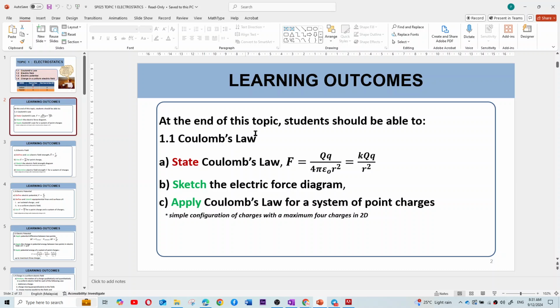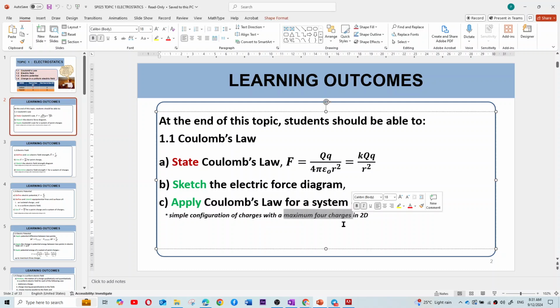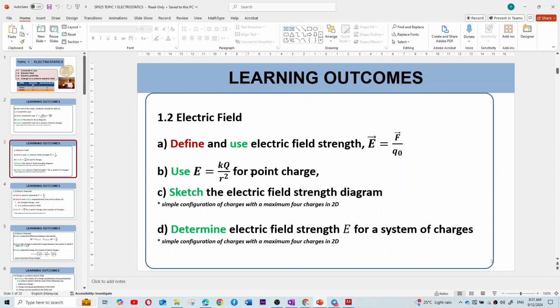These are the things you must achieve. You must know how to state Coulomb's law, which is kQq over r squared. Sketch the electric force diagram, and then apply Coulomb's law for a system of charges. You need to do calculations for this, with a maximum of only 4 charges. So that's our syllabus.